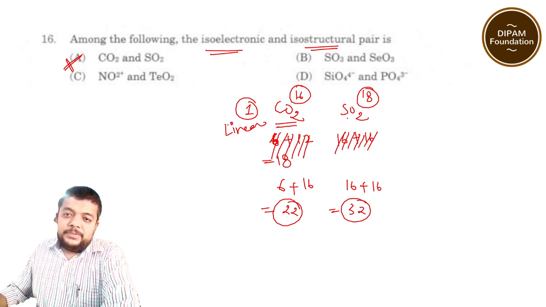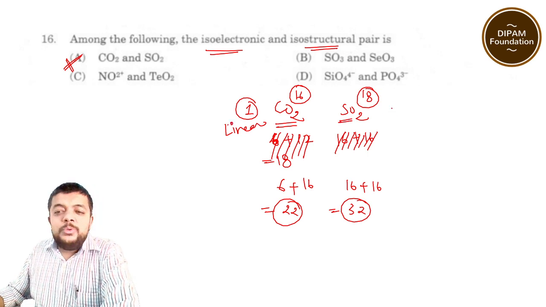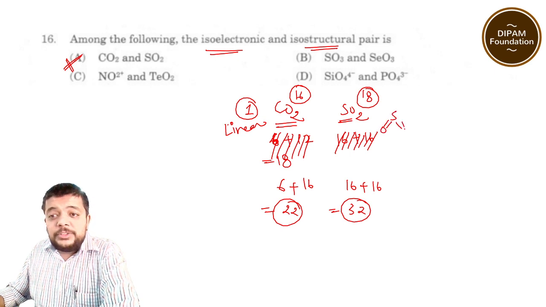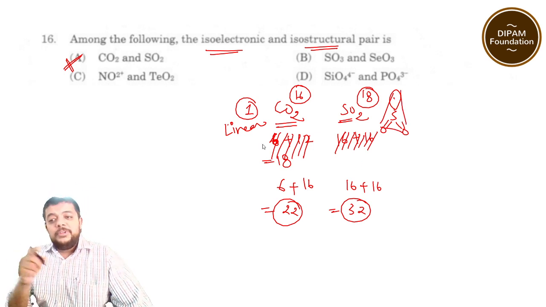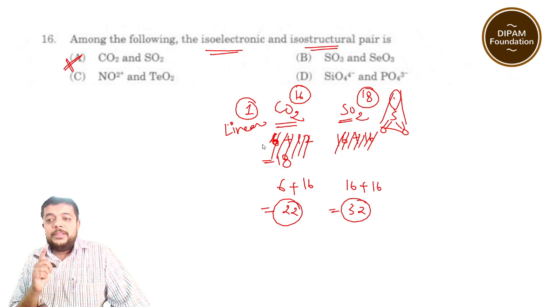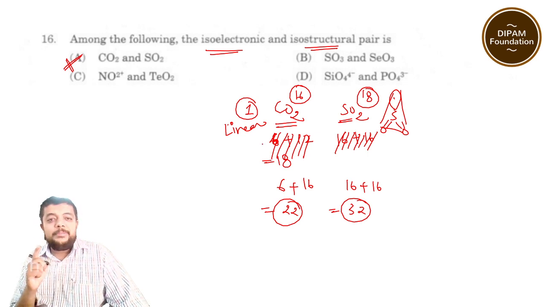Whereas this SO2, if I talk about the structure, it is not at all linear. It's a trigonal structure and its shape is a bent shape. So the first example won't work. Let us move ahead to the second step.